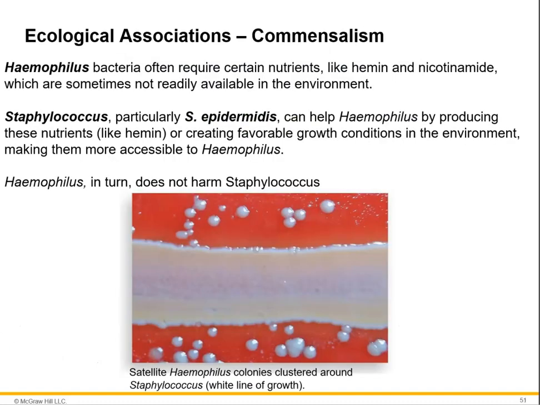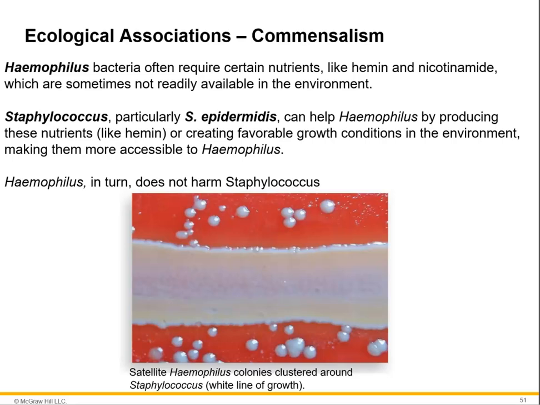Next, we have commensalism. Remember, this is where one organism benefits and the other organism is neither harmed nor benefited. We have, for an example here, Haemophilus and Staphylococcus. Haemophilus is a bacterium that, among other things, can colonize the respiratory tract, can be a normal member of the upper respiratory tract. Staphylococcus is also often a colonizer of the upper respiratory tract, and Staph epidermidis is a colonizer of the skin. These are all normal bacteria to find on the body.